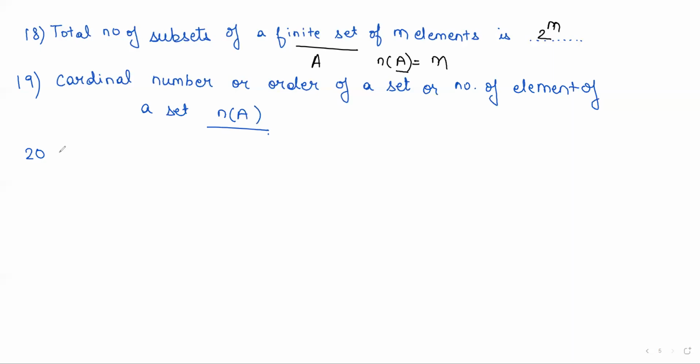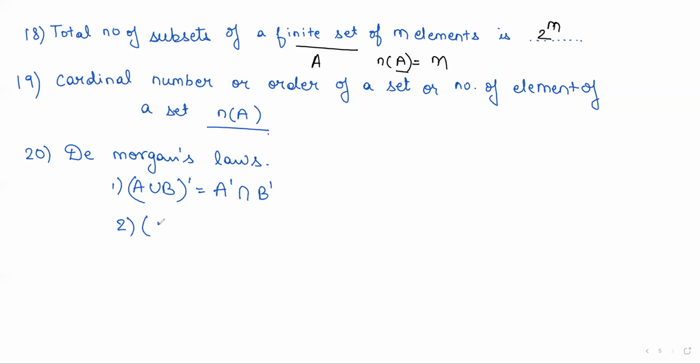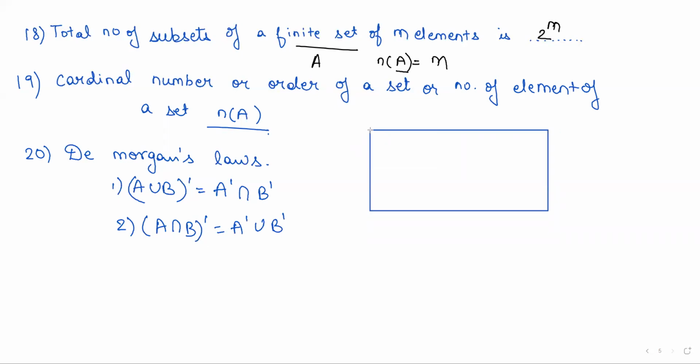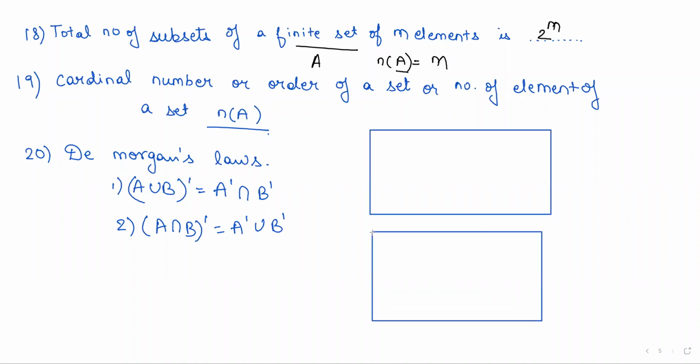Next, De Morgan's law. There are two De Morgan's laws. A union B whole complement is equal to A complement intersection B complement, and A intersection B whole complement is equal to A complement union B complement. Let's consider two Venn diagrams to understand the meaning of this.